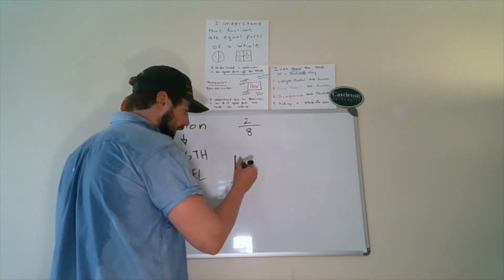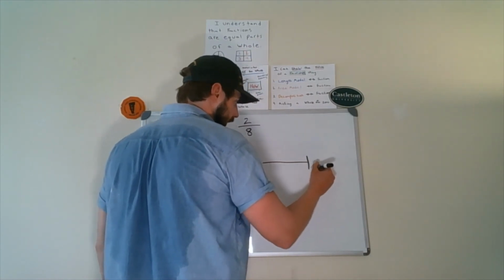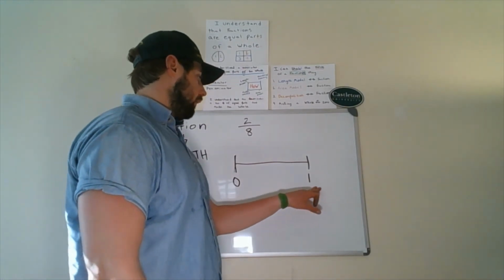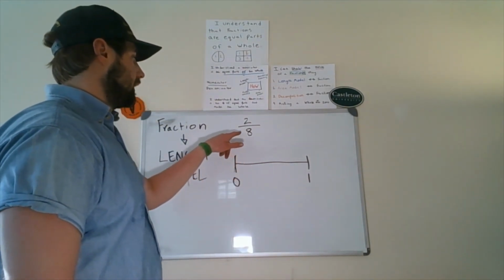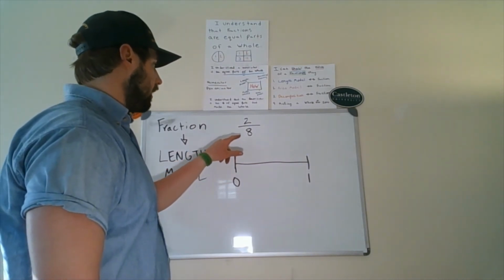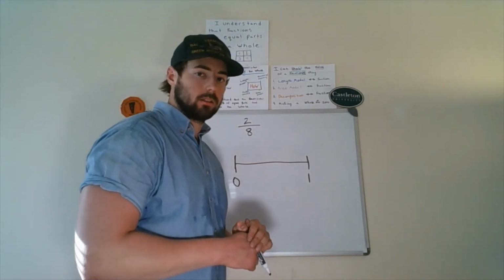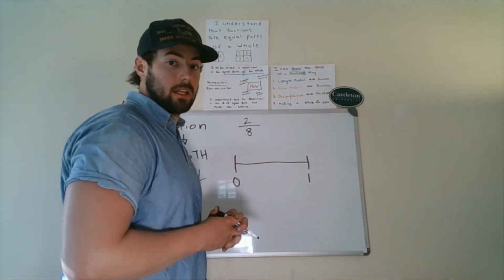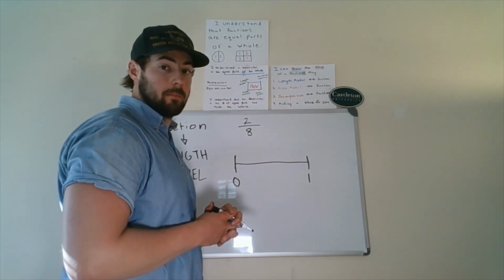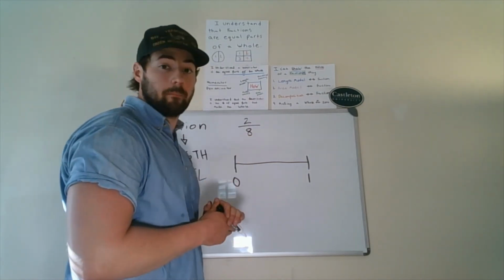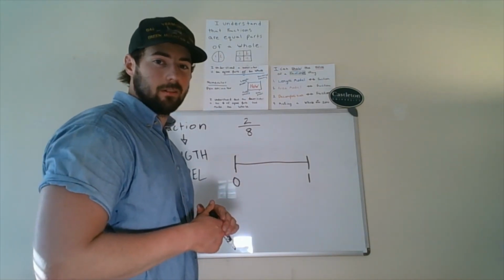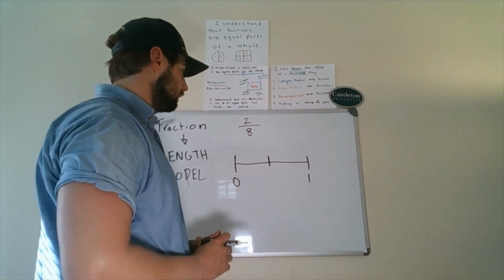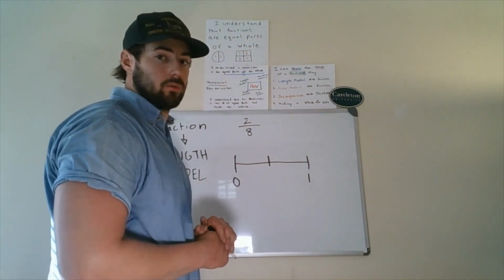I know I'm starting at 0 and I'm going to a whole. Okay? Starting at 0, I'm going to a whole. I need to partition my length model into 8 equal parts. Hint, when I am partitioning denominators, parts that make the whole, even numbers will always have a half. Well, my half mark is right there.